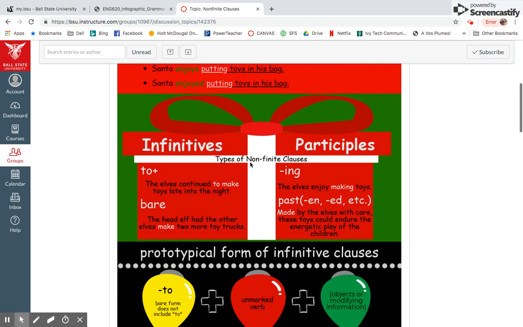Next up, for the infinitives and participles, in terms of its structure, I like the aspect of the morphology of everything with the ing and for the past, the en, the ed, etc.